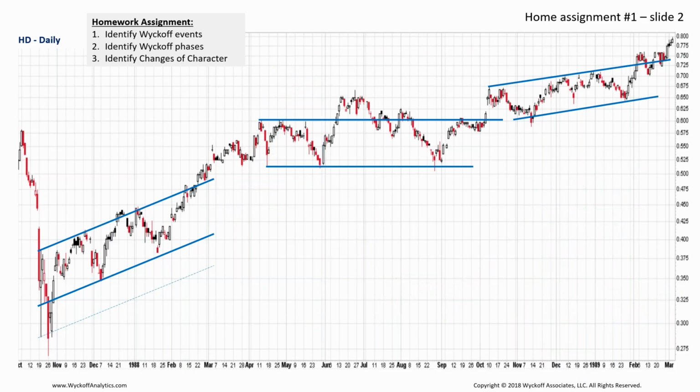All right. Well, Philip, how would you like to label it? Okay, buying climax. Then let's just go with the conventional. Automatic reaction, secondary test, phase A. Okay, so then what is the next thing that catches your eye?